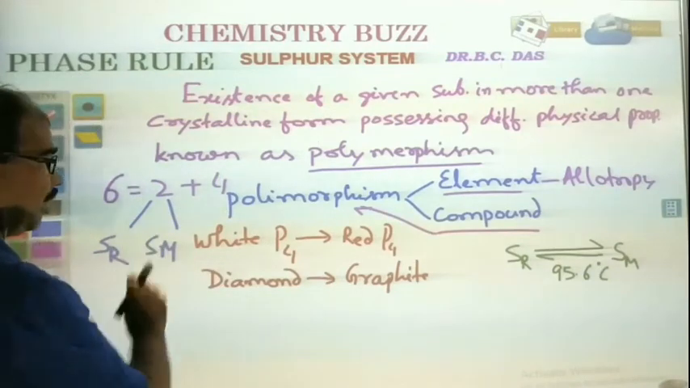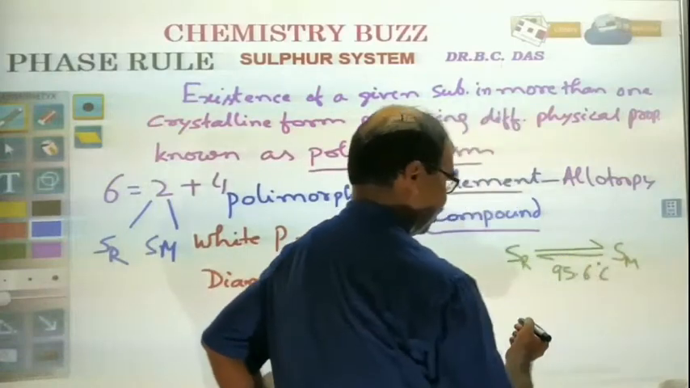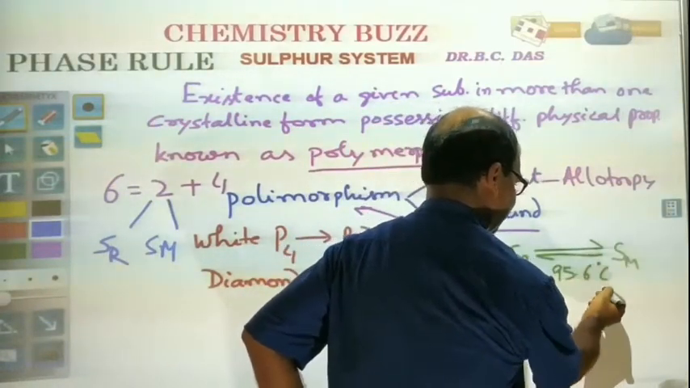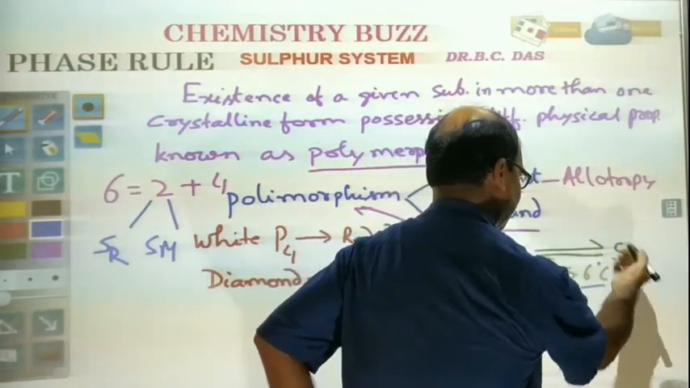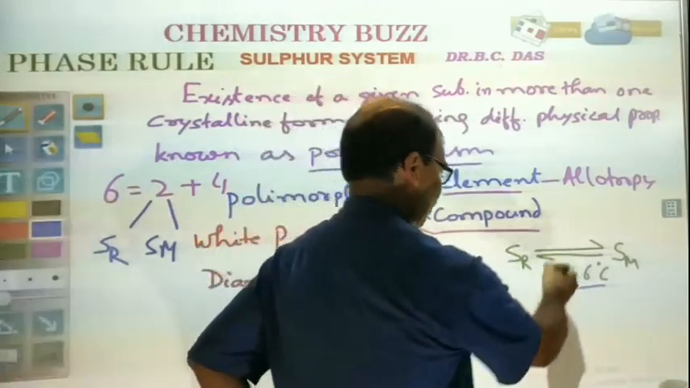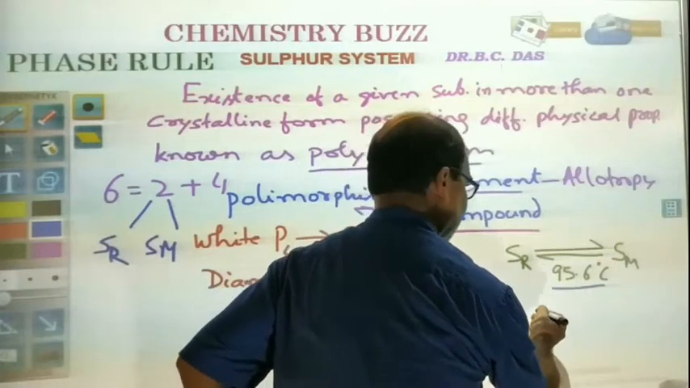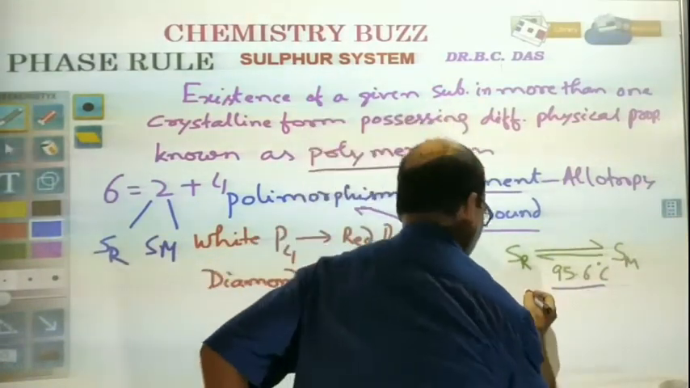When 2 allotropes can change reversibly, here rhombic sulphur and monoclinic sulphur, there is a transition temperature. At the transition temperature, rhombic sulphur changes to monoclinic sulphur and monoclinic sulphur changes to rhombic sulphur. This is called enantiotropy.